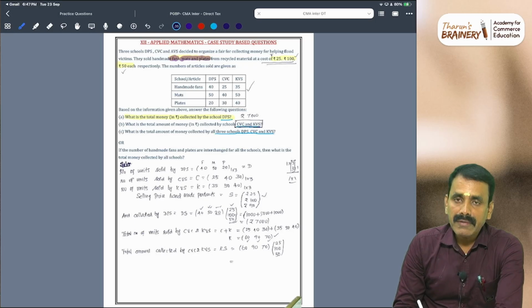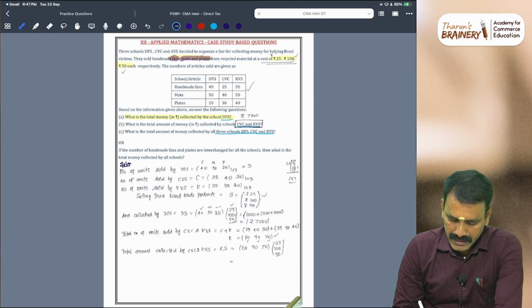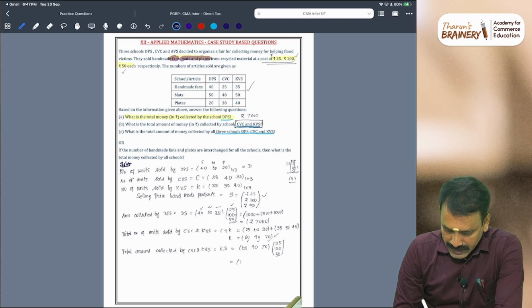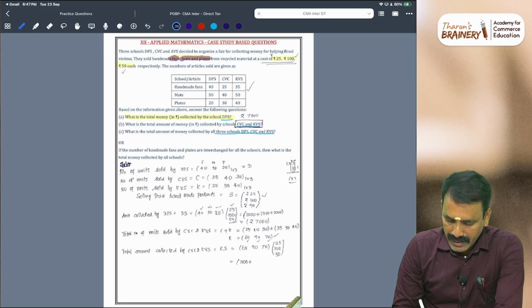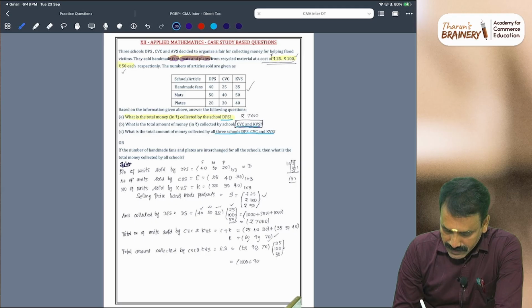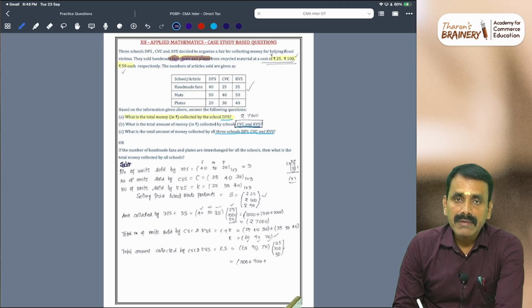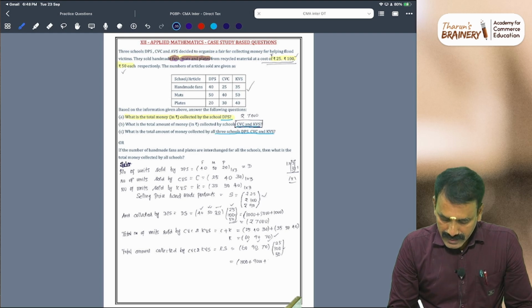So 60 multiplied with 25 is going to be 1500. 90 multiplied with 100. Second element is multiplied with the second element. 90 multiplied with 100 is going to be 9000. And 70 is multiplied with 50. 70 multiplied with 50, you are going to get 3500. So we are going to add.